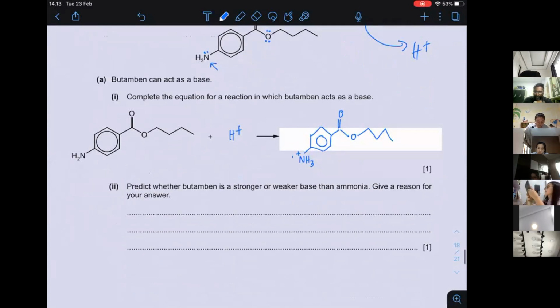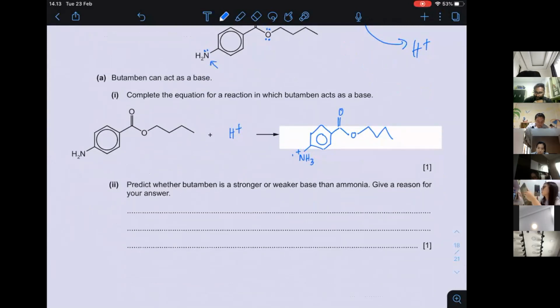Now predict whether butanben is a stronger or weaker base. This one maybe I'll ask someone. Jody, do you think butanben is a stronger or weaker base than ammonia? Weaker. If it is weaker, why? The nitrogen overlaps with the benzene ring, so it is less able to accept a proton. It's correct, but it's not the nitrogen that is overlapping.